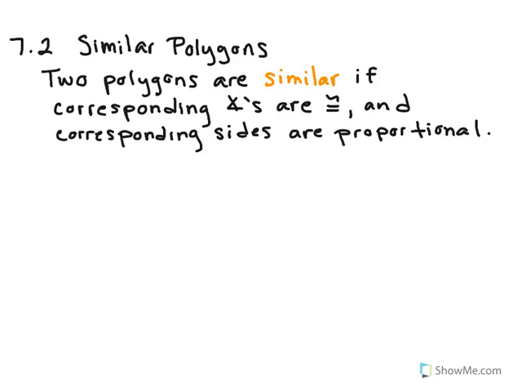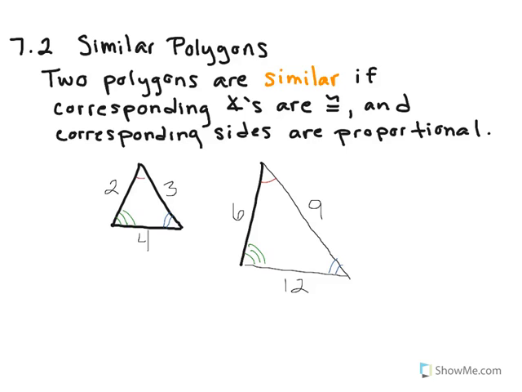Well, that's a lot of big vocabulary words, so let's draw a picture and see if we can make some more sense out of this. So let's take this picture for example. We have two triangles here, and obviously they're not the same exact size. But let's see if they're similar.